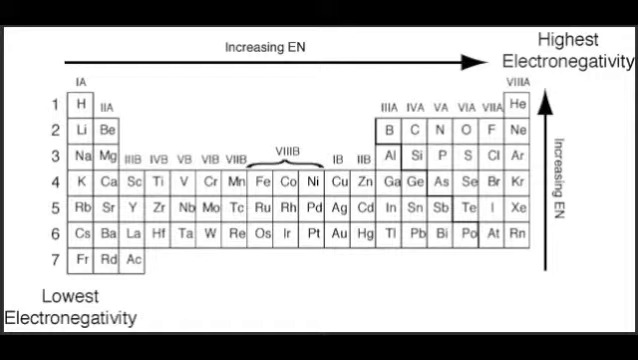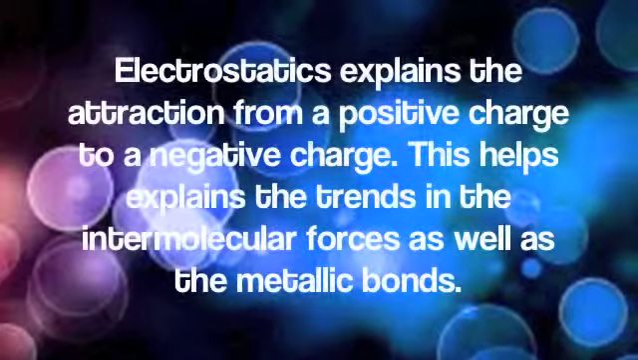Electronegativity is the tendency of an atom to draw electrons to itself. This explains why an atom wants to have a full shell, because the elements with the highest electronegativity are the ones with a full shell. As you move up a group and across a period, the electronegativity increases.